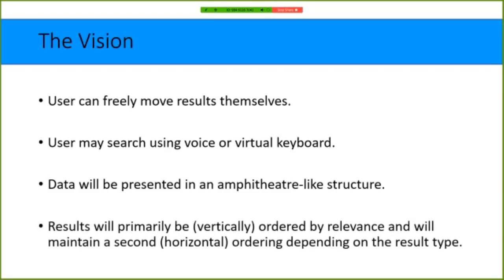As for the orderings, we will still have a primary axis which uses relevance, and this will be up and away from the user at a diagonal angle to them. However, we'll maintain a second ordering as well, which will depend on the result type. So for example, for images, it may be the size of the image, and for web content, it could be how long a particular article is to read. However, we want to make this as flexible as possible for the user.